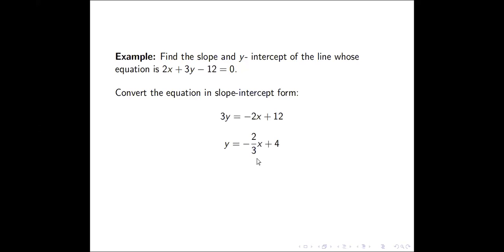So that tells us m is negative 2/3 and b is 4. So we can quickly answer the problem. Slope is negative 2/3, y-intercept is 4. Okay? Who has, again, a question on this current example?